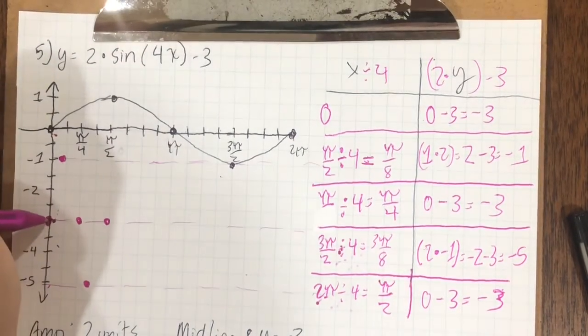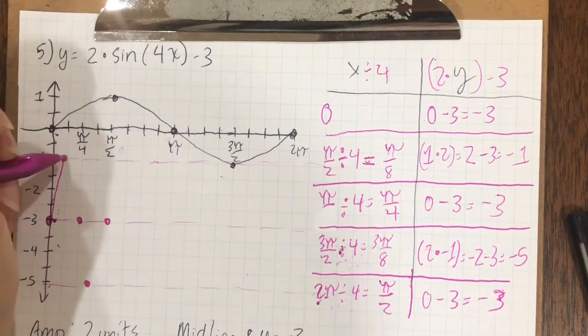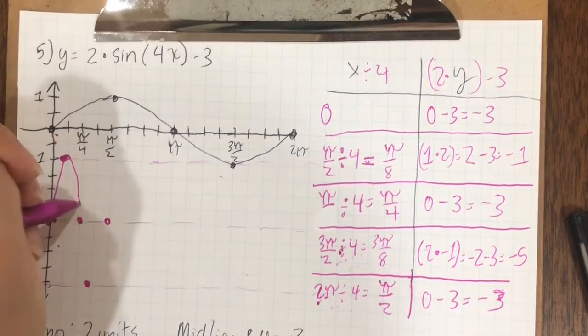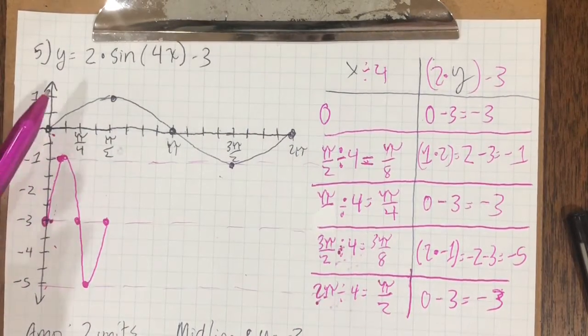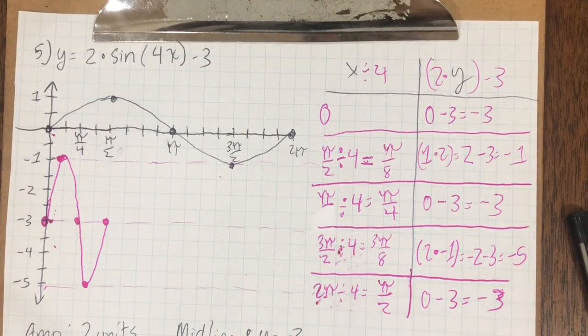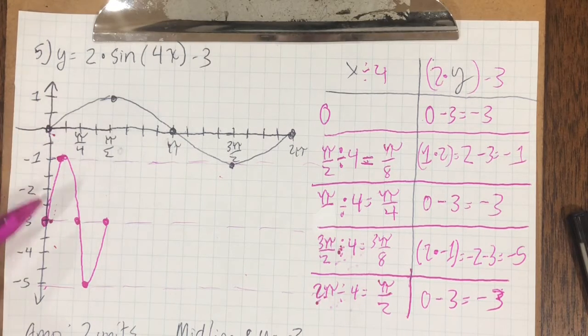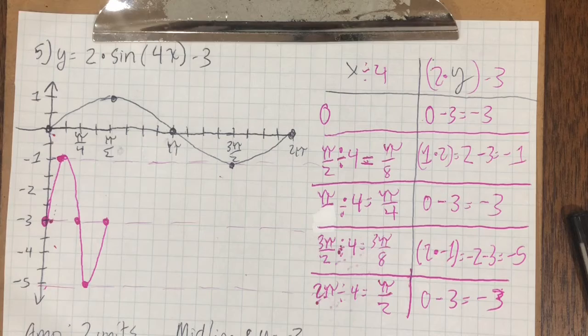I'm going to connect my points. Should have done it over here. All right. So this is going to be my graph for 2 times sine of 4x minus 3. So if we take a look, we see that comparing from the original to the new graph, it shrunk horizontally, it compressed, and the height increased. We kind of stretched the graph out.